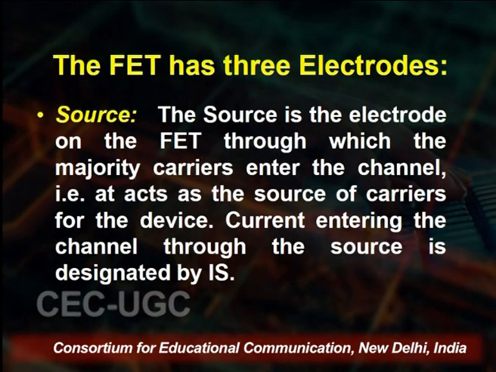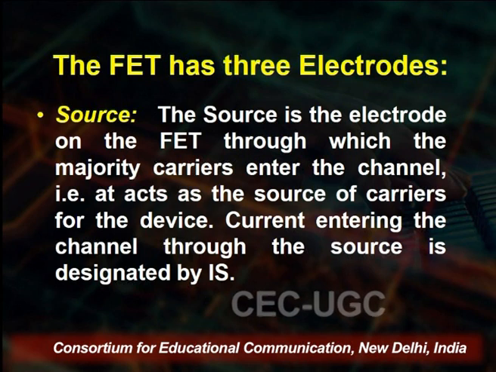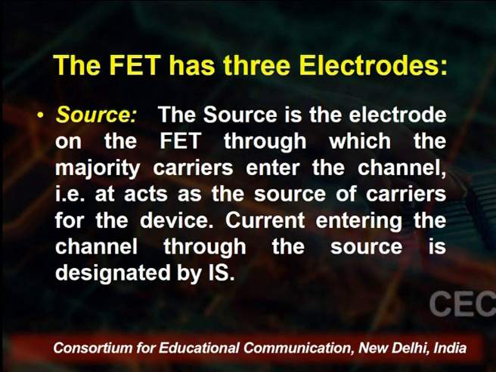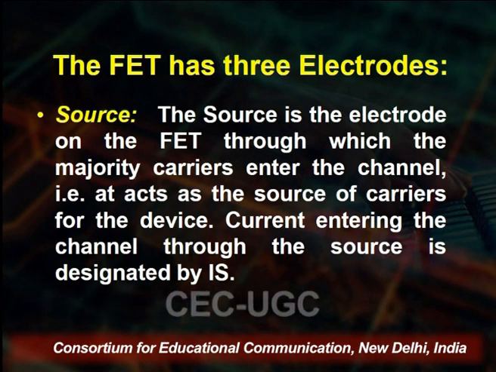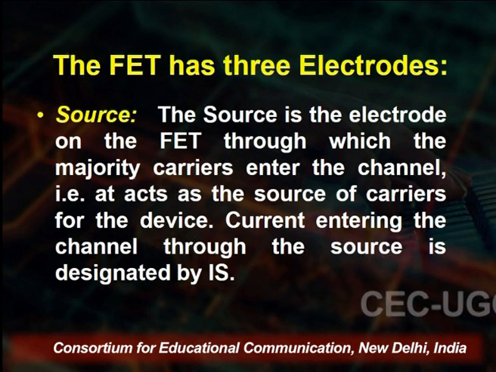What are they? First is the source electrode. The source is the electrode on the FET through which the majority carriers enter the channel. Majority carriers means electrons or holes, depending on the device. So it acts as the source of carriers for the device. Current entering the channel through the source is designated as IS.